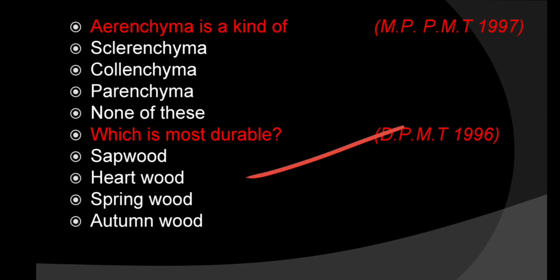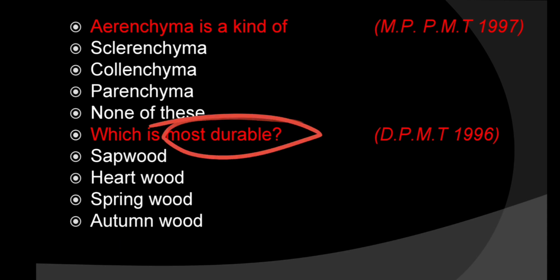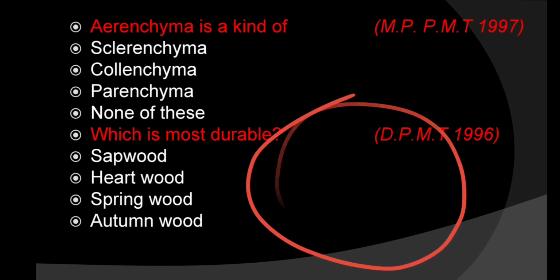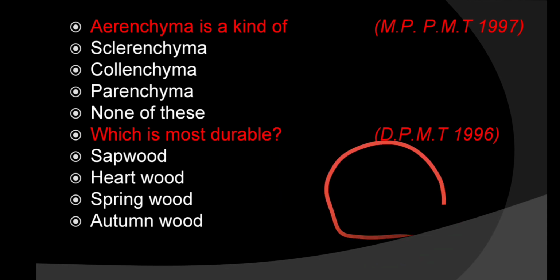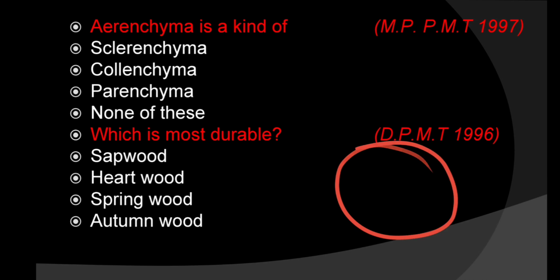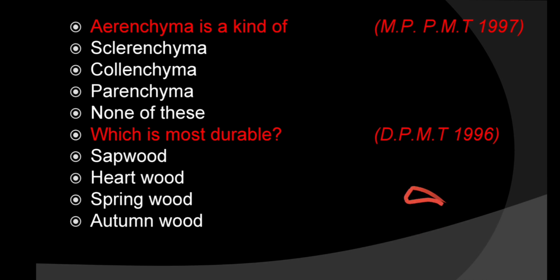Which is most durable: sapwood, hardwood, springwood, or autumnwood? The most durable is the hardwood, which is in the center, and at the periphery we see the sapwood. The hardwood in the center is very durable and is mostly used because it gets covered by resins, tannins, and essential oils. So it is quite durable.